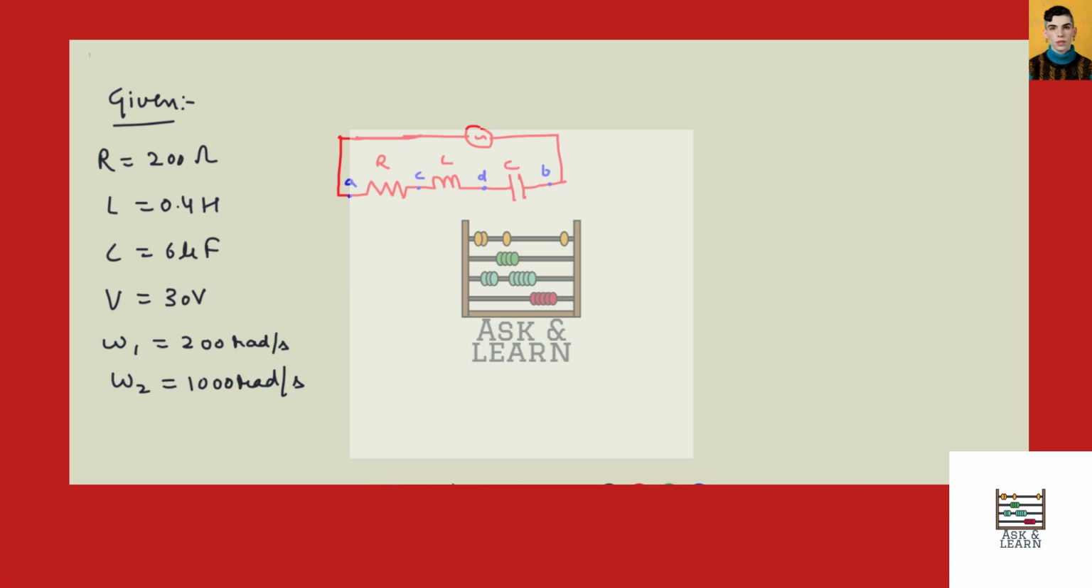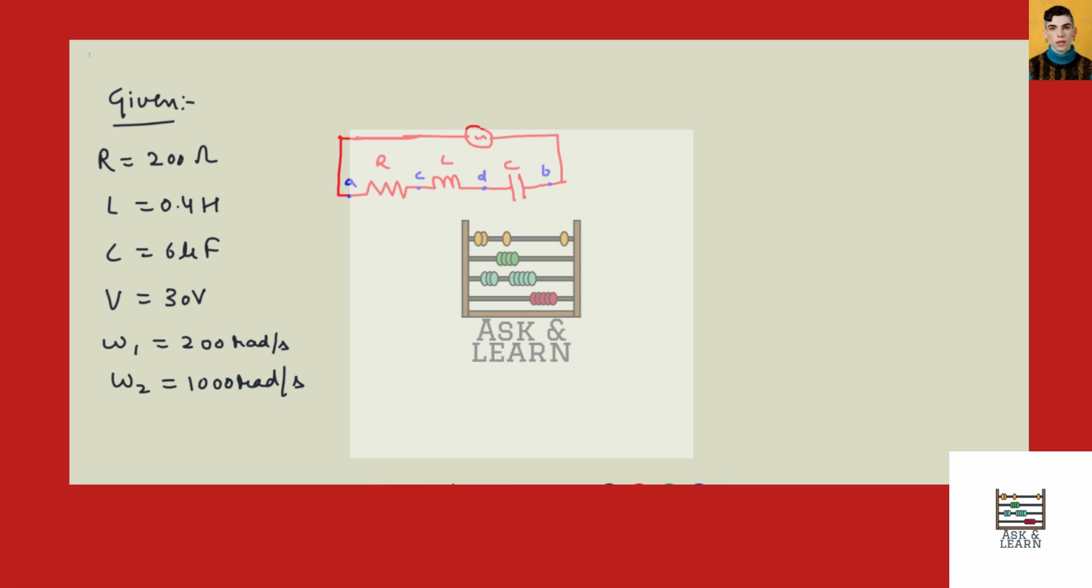And we have A, B, C, and D points. Across them we have some voltmeters, which I haven't drawn yet, but I will do as we progress through the A, B, C, and D parts of this question. The frequencies are changing: omega 1 equals 200 radian per second and omega 2 equals 1000 radian per second. So we have to use different frequencies and find the corresponding answers of V1, V2, V3, V4, and V5.